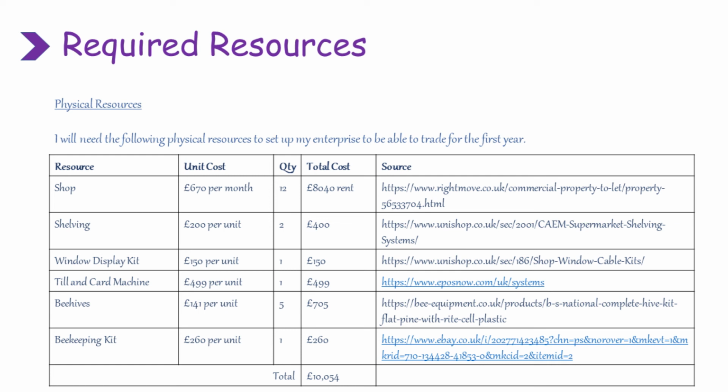You can see that I've listed how much it costs for one unit or per month, and obviously how many of those I'm going to need for the year. I've multiplied it across, and I've got a total cost of £10,054 for the first year's worth of trading. So to set the business up and operate for one year, it's going to cost me that amount of money. Now remember, at this point I've not got any operating costs. They're just literally the startup costs to get me going for that first year.